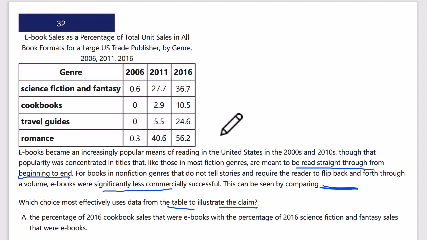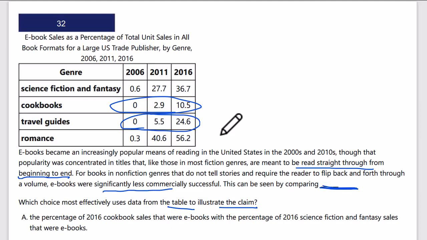And we kind of do see that. So what would I flip back and forth between? A cookbook to check my recipes. That didn't go up quite as high as the others. Maybe even a travel guide. I might go back and forth referencing it. So this can be seen by comparing.